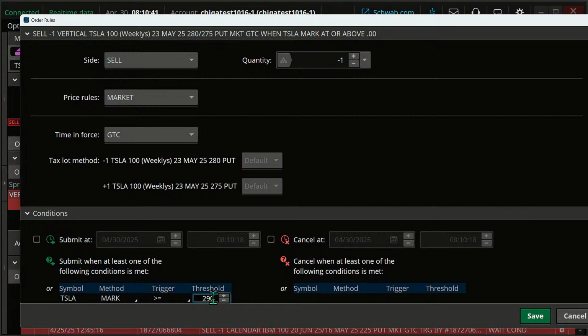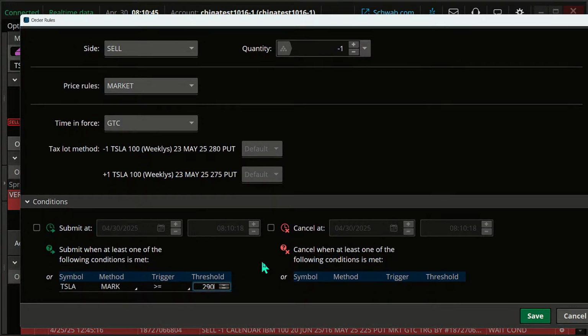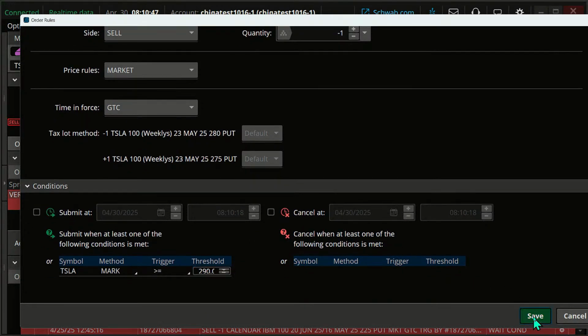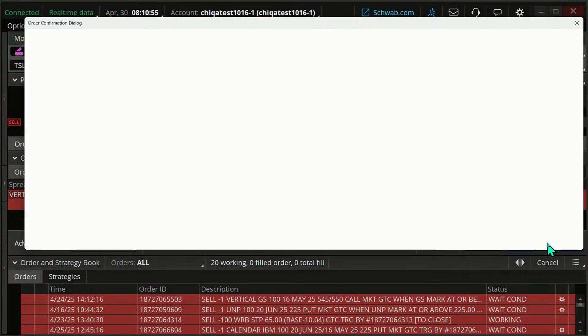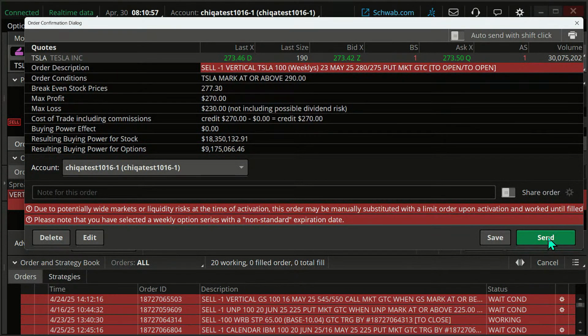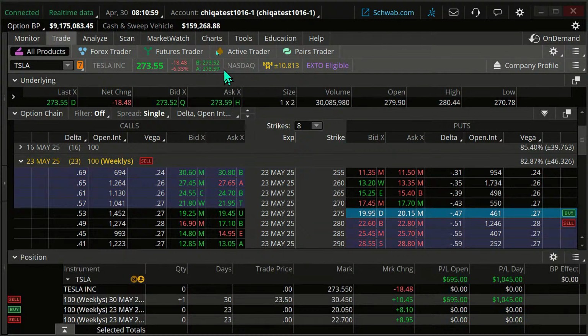If you want to give it a little more room and say 293 or something like that, you can do that. It doesn't need to be a round number by any means. And then I can save that. And here's an order. Now, when I click and confirm and send, it's not going to fill right away because the stock's not above 290. Let me click on send, and we have that order.